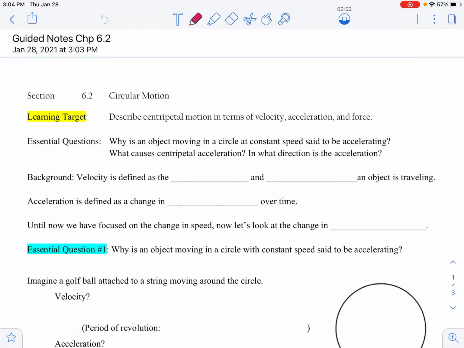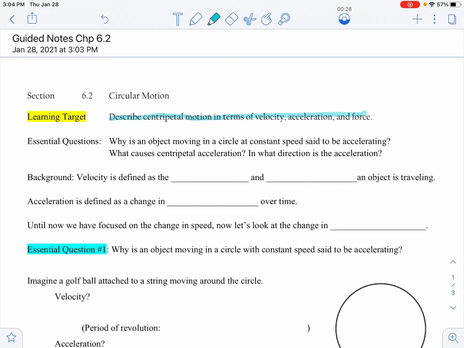Hello everyone. For our first topic of second semester, we are going to look at circular motion. So we are still working with our concepts of velocity, acceleration, force, but this time instead of things traveling in a straight line, we're going to worry about things traveling in a circle. So our target today is to be able to describe centripetal motion in terms of velocity, acceleration, and force.